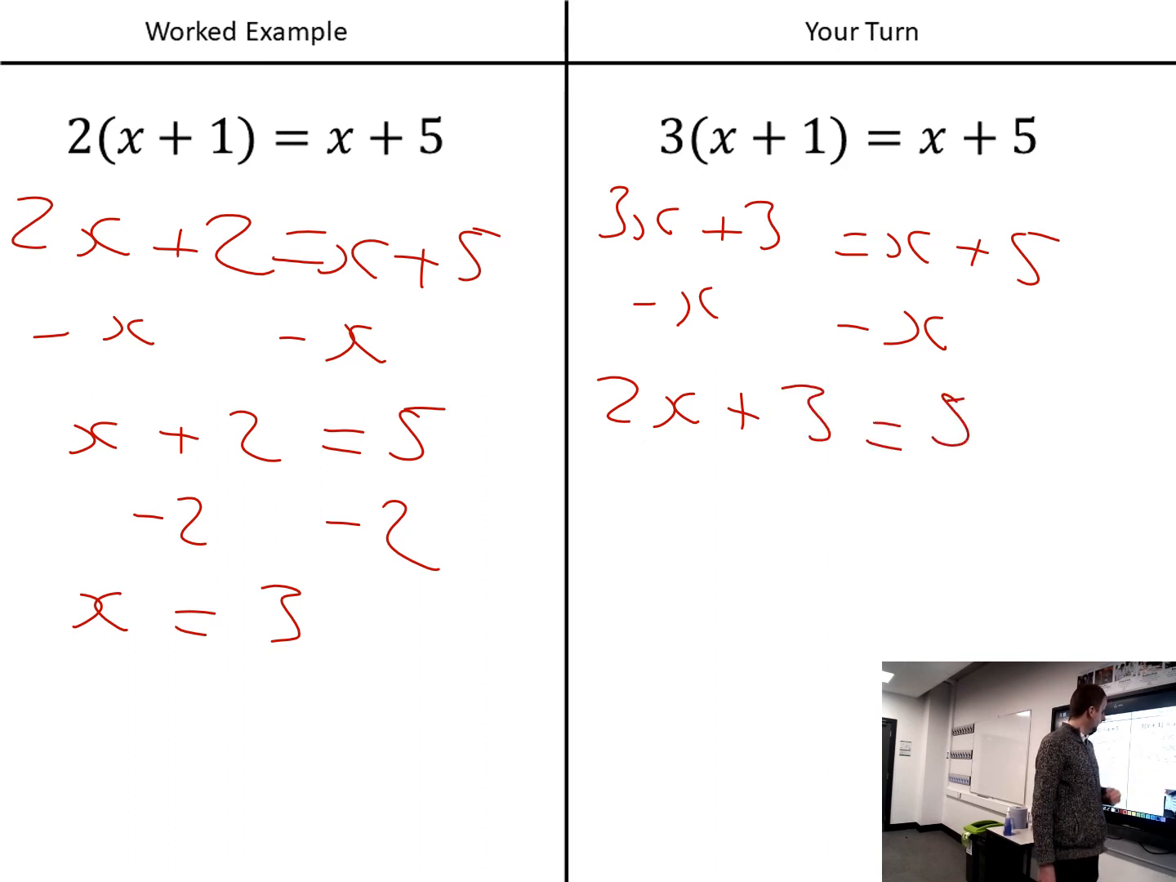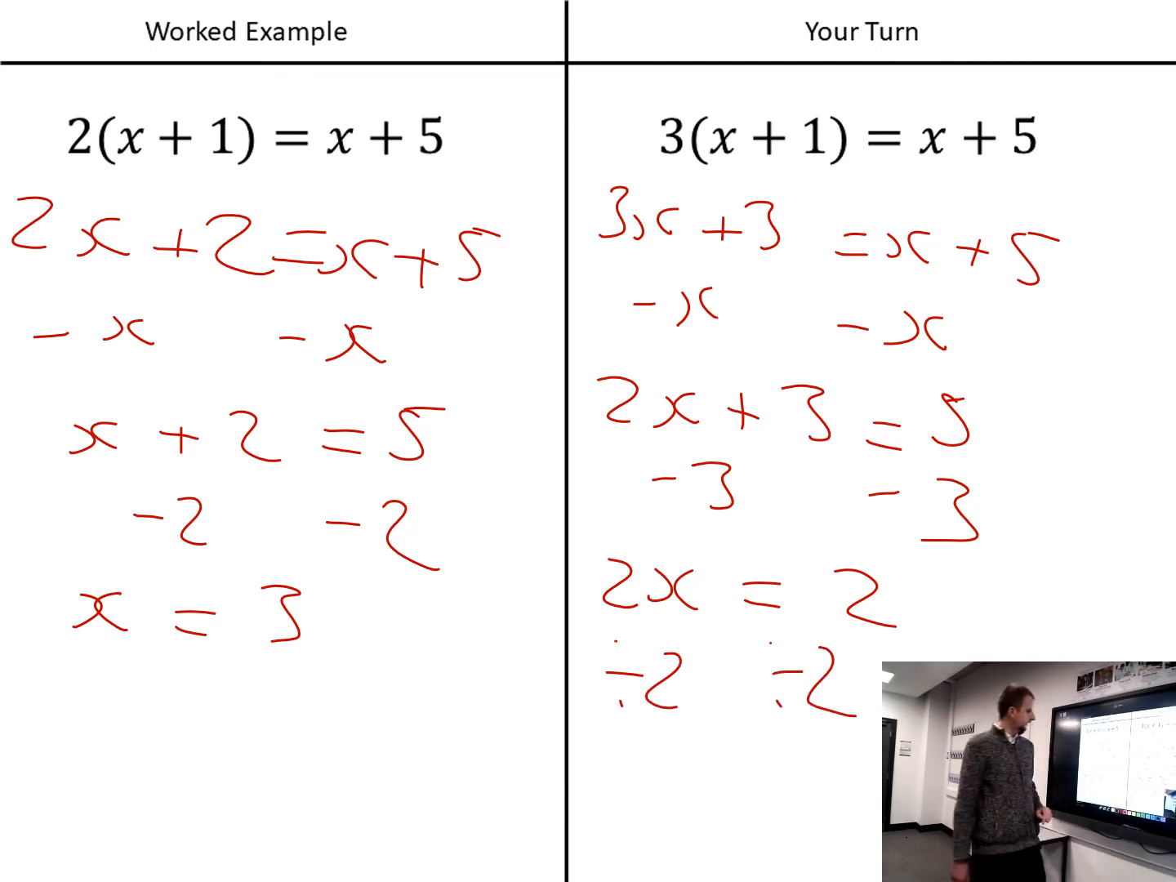So let's subtract 3 from both sides. So we have 2x is equal to 2. Let's then divide by 2 on both sides. Let's get x on its own, so x is equal to 1.